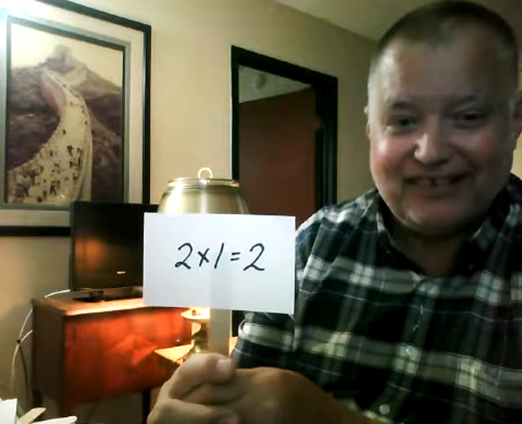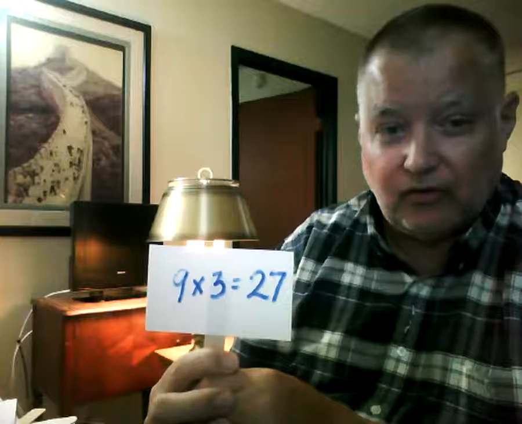Two times one is 2. Nine times three is 27.